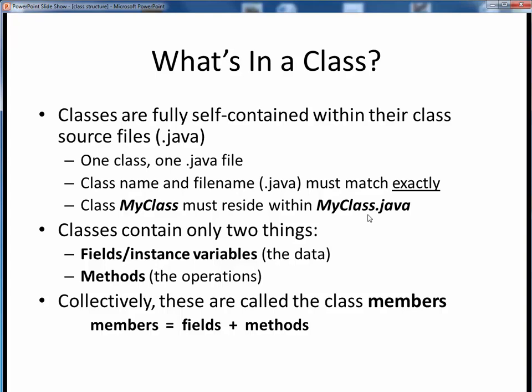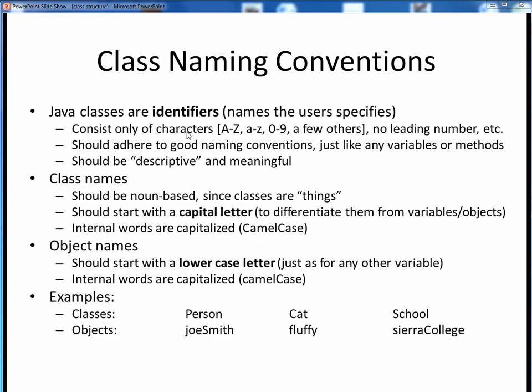As we said before, classes bundle together two things into one place: data and operations, or in Java terms, instance variables and methods. Taken together, these two things are the members of the class. Class names are Java identifiers, or names that we as users get to specify.